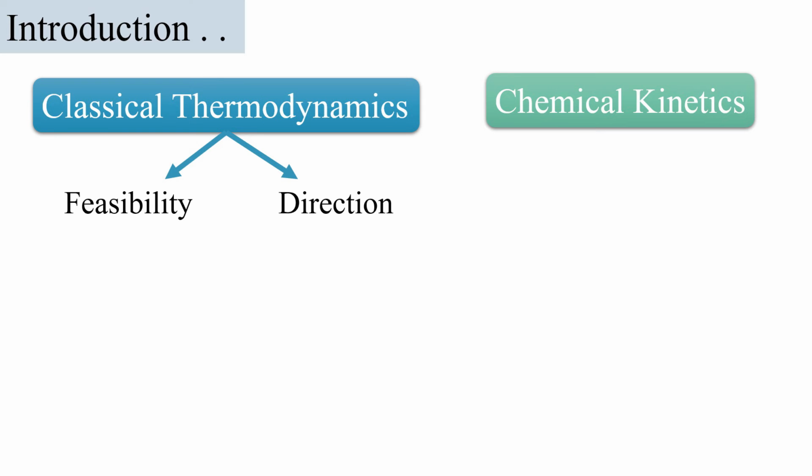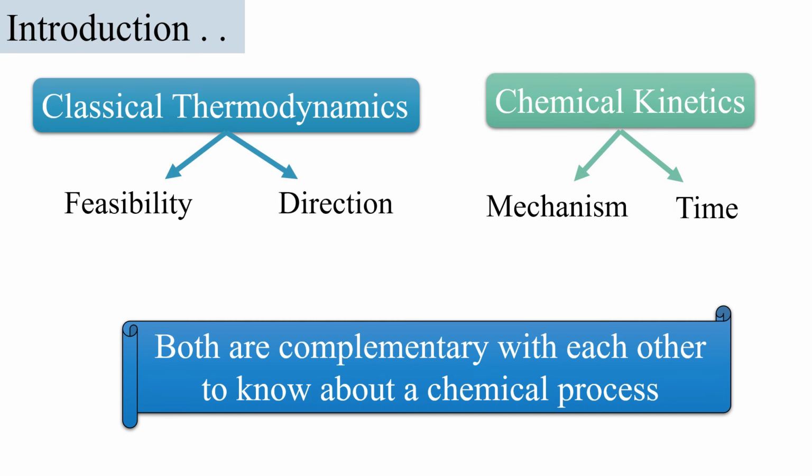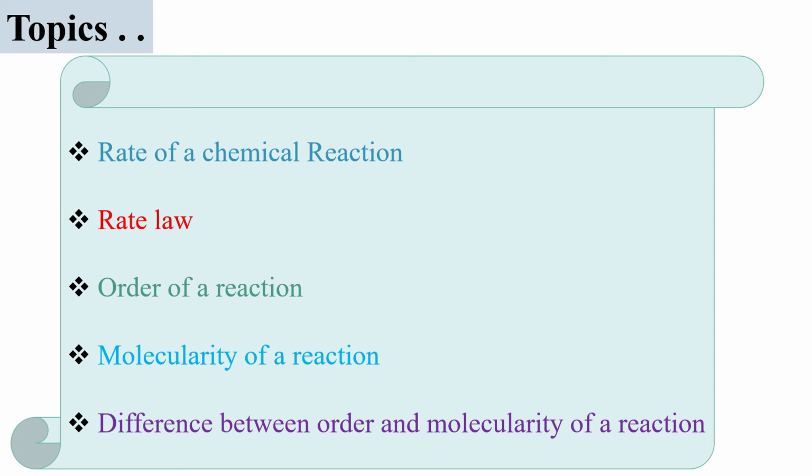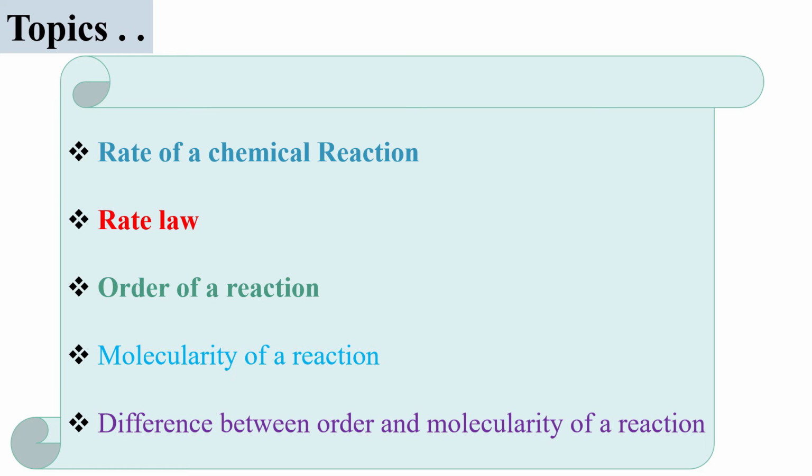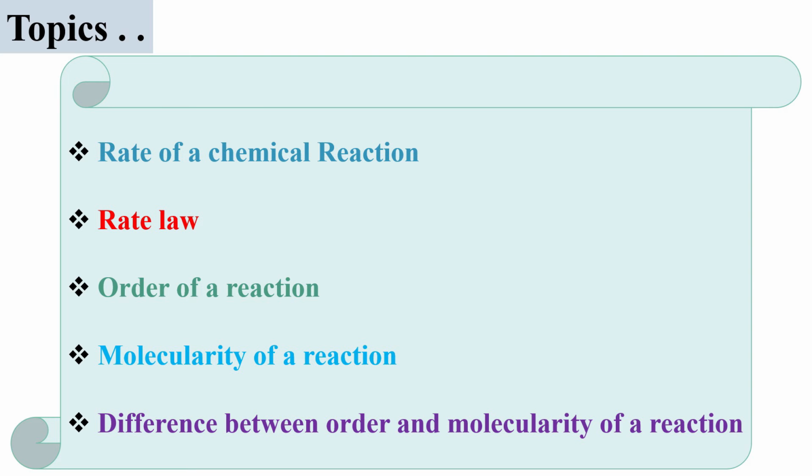On the other hand, chemical kinetics can predict the mechanism of a process and also give an idea about the time dependence of the process. So we say that both chapters are complementary to each other to know in detail about a chemical process. In this video, we will first learn how to write the rate of a chemical reaction. Then we describe one by one the rate law, order of a reaction, molecularity of a reaction, and finally we will find the difference between order and molecularity of a reaction.